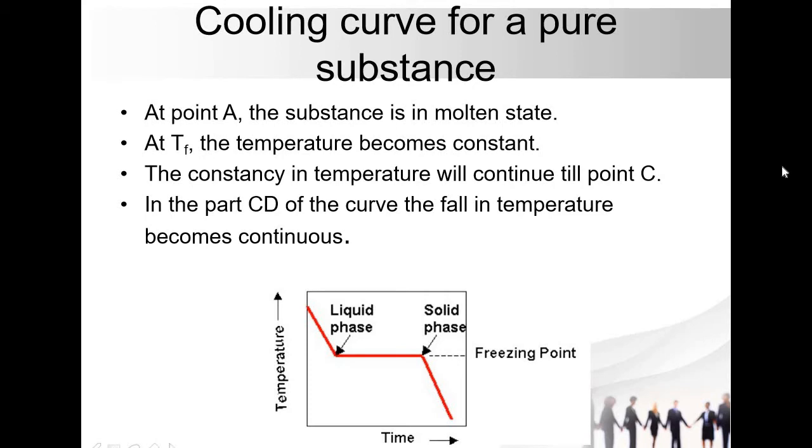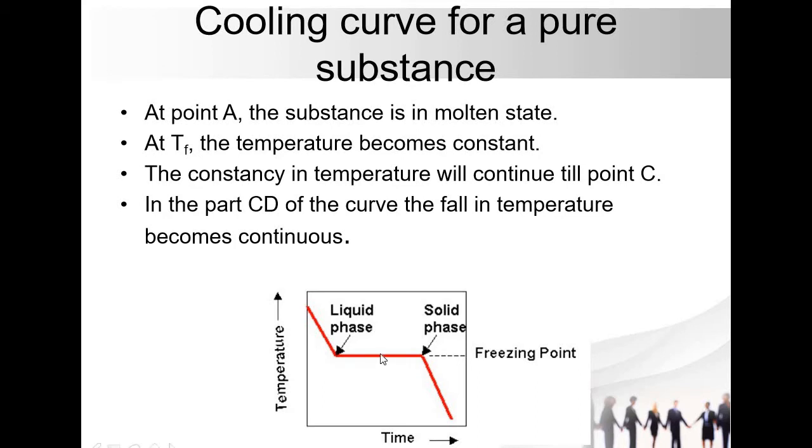And it's allowed to cool slowly. Now there is a drop in temperature, and the rate of cooling is quite rapid. It falls along this line AB. Assume this is point B. It falls down along this line AB, and the fall of temperature is continuous.